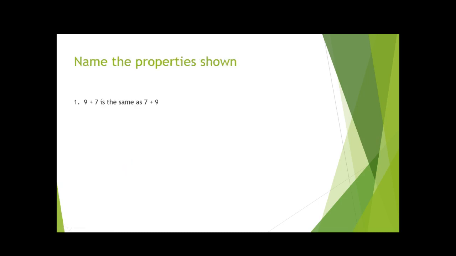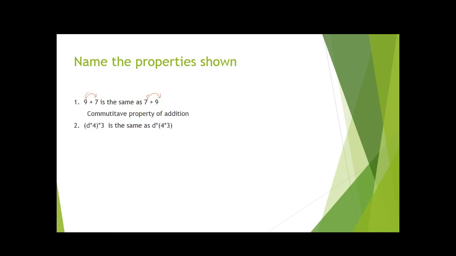So, practice these. Name the properties shown. 9 plus 7 is the same as 7 plus 9. What property is that? Is it commutative, associative, inverse, or identity? This one's a commutative property because we're flipping, we're commuting these two numbers back and forth. 9 plus 7 switches around to make it 7 plus 9. The numbers actually change spots.